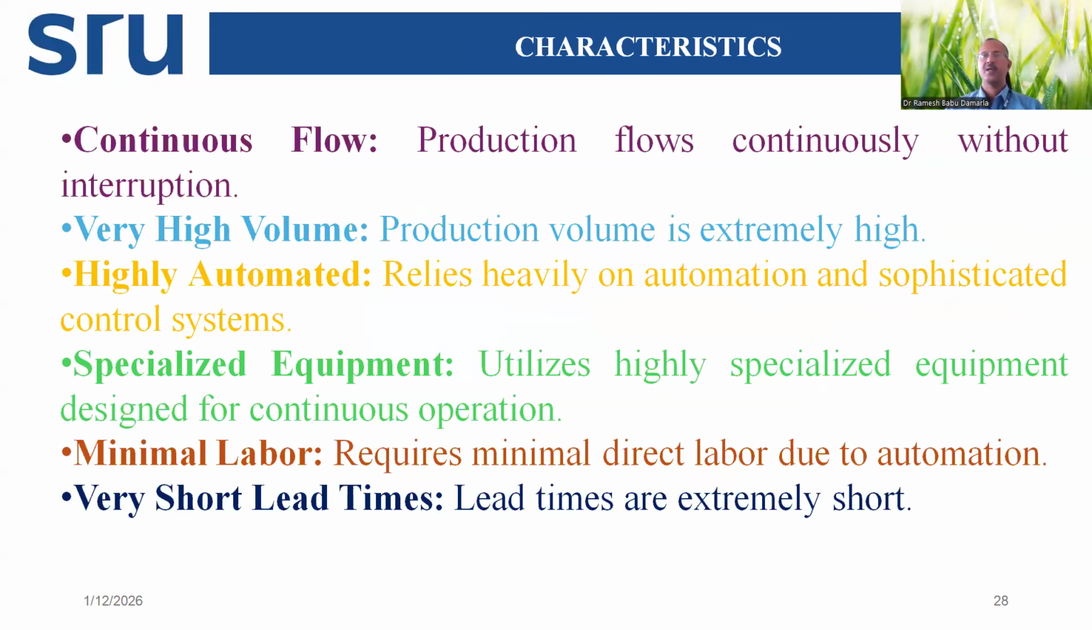Let us see the characteristics of continuous production. There is a continuous flow. Production flows continuously without interruption. Very high volumes are possible, extremely high, highly automated. So this kind of facilities rely heavily on automation and sophisticated control systems. They utilize highly specialized equipment designed for continuous operation. Minimal labor, sometimes laborless production.